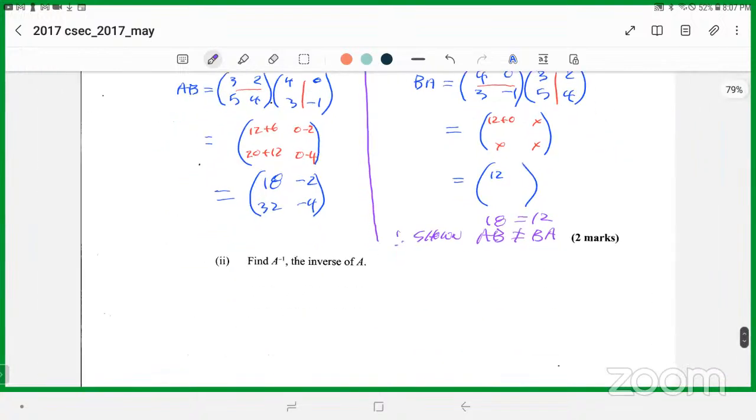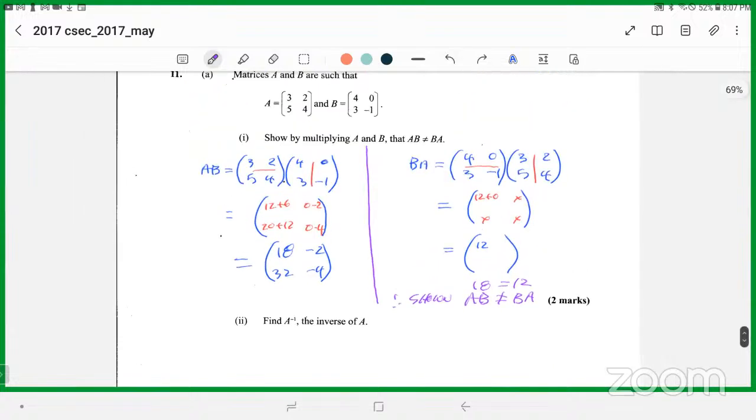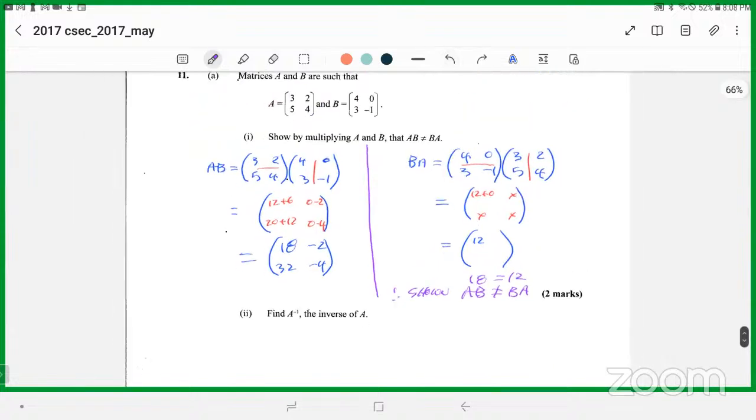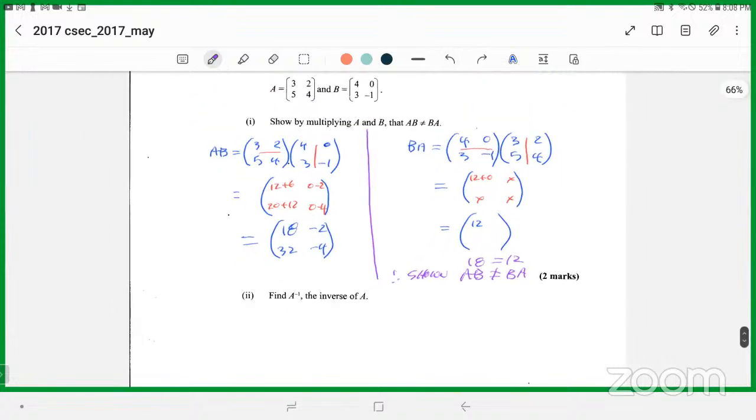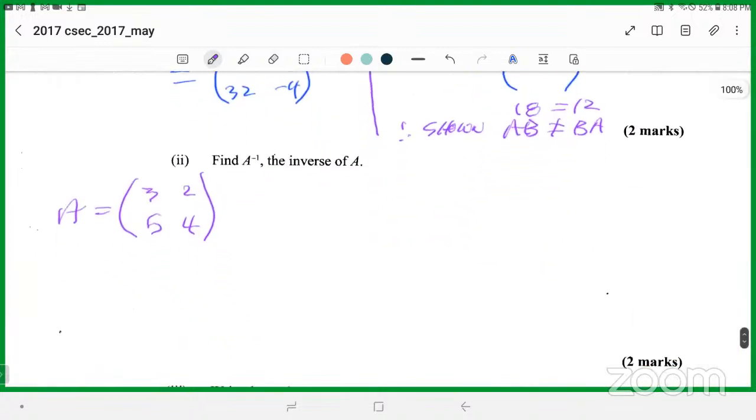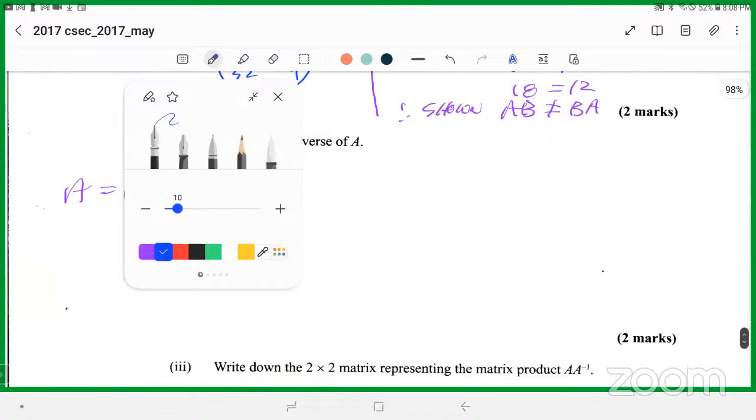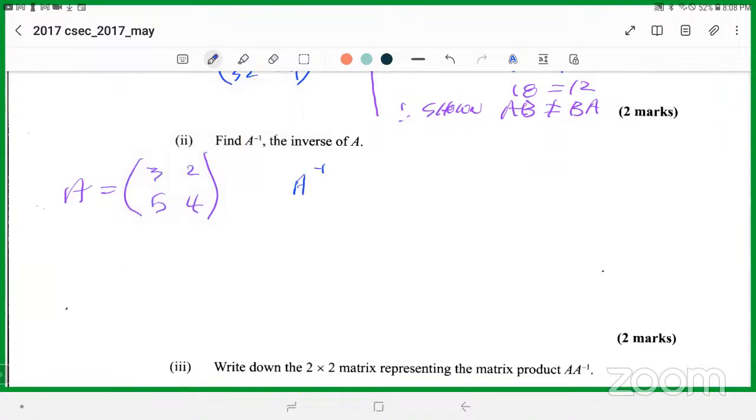Next part. Find A to the minus 1, the inverse of A. We should remember A again. So A, let's write it over here. A is the matrix 3, 2, 5, 4. So we can reference it. Let's go. So what is A to the minus 1? A to the minus 1 is 1 over the determinant of A times the adjoint of A.